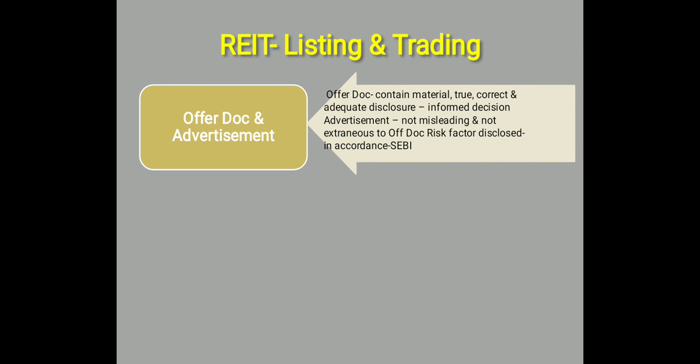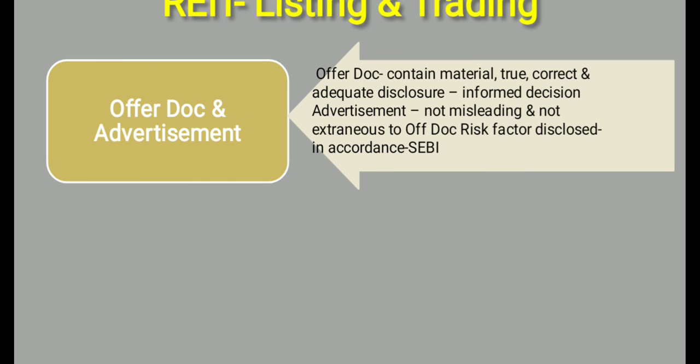There are provisions on the offer document and advertisements. The offer document of REIT shall contain material, true, correct, and adequate disclosure to enable the investor to make an informed decision. As far as advertisement is concerned, any advertisement material relating to any issue of units of the REIT shall not be misleading and shall not contain anything extraneous to the contents of the offer document. If an advertisement contains positive highlights, it shall also contain risk factors with equal importance in all aspects, including print size. The advertisement shall be in accordance with the offer document and any circular or guidelines as may be specified by SEBI in this regard.